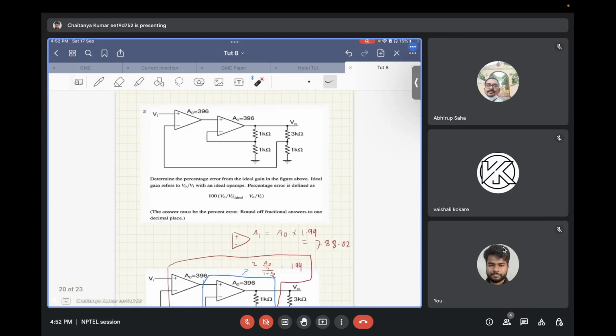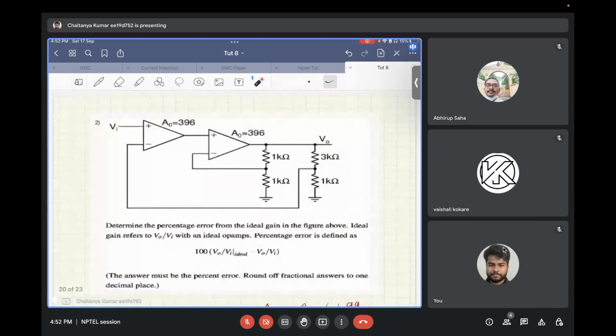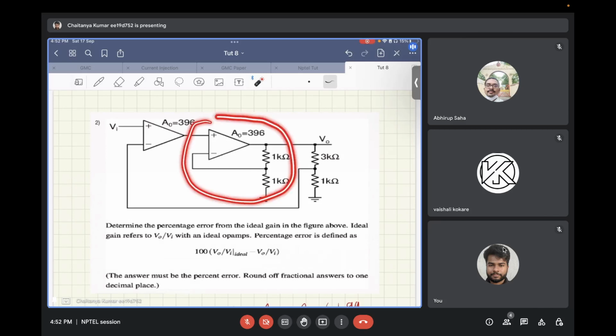Okay, so let's move to the next question. In this question, there is a slight modification from the previous question. Earlier, this circuit was not present. So between the output of the op amp and the output of the actual circuit, an additional circuit has been placed. And in this case, again, you have to find out the percentage error from Vin to Vout. So first of all, you find out the ideal gain and then the real gain.